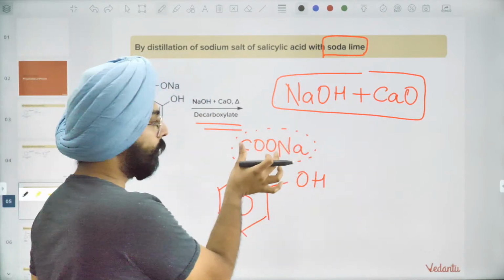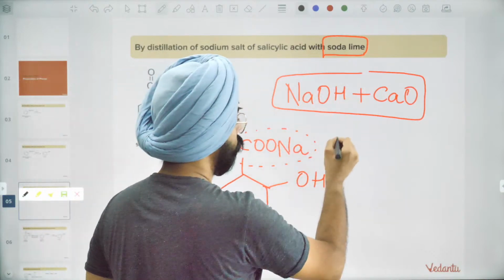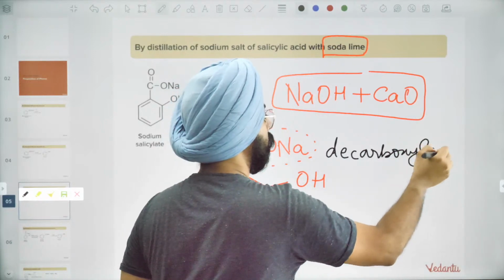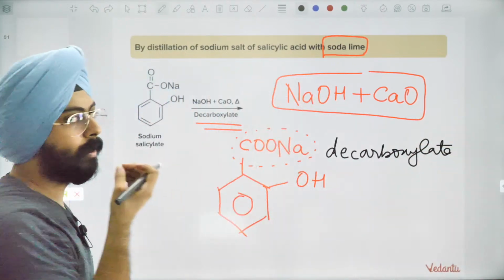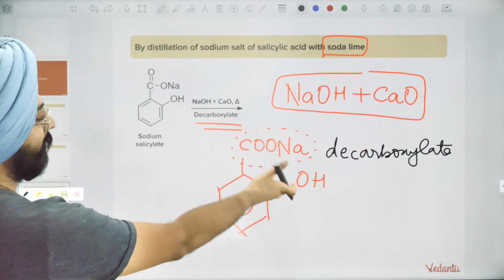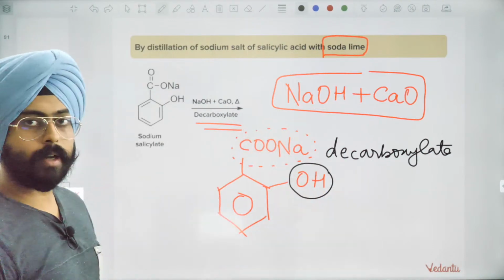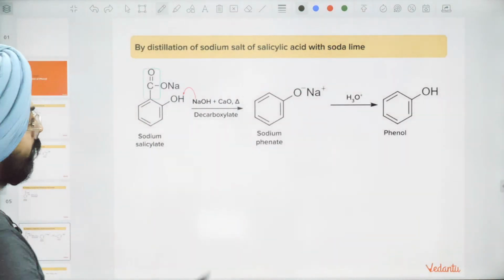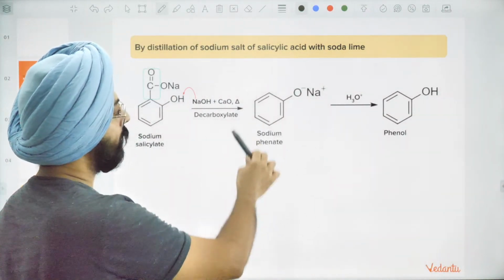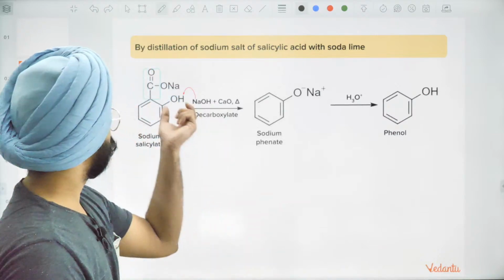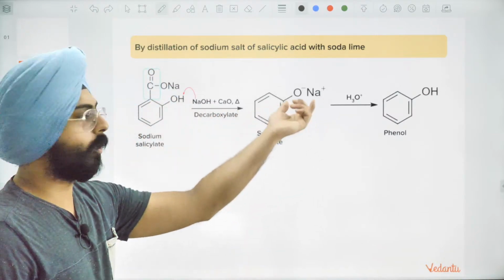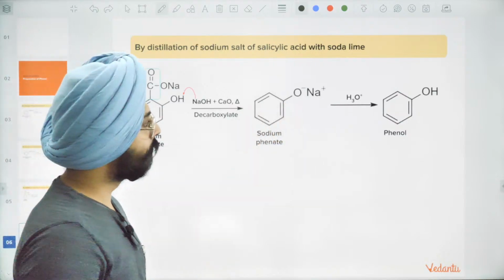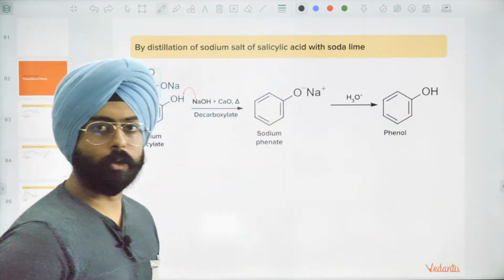Okay, so when you take away the carboxylic acid part, you decarboxylate it. All right, and soda lime helps us do that. So once you take away this, you will get OH at the side. Isn't that obvious? So what do we get? You decarboxylate it. First you get the sodium phenate. Of course, since it is sodium positive, the phenol will also form a sodium positive species. You will get the phenoxide ion, and then you can put it in water to get your final phenol.